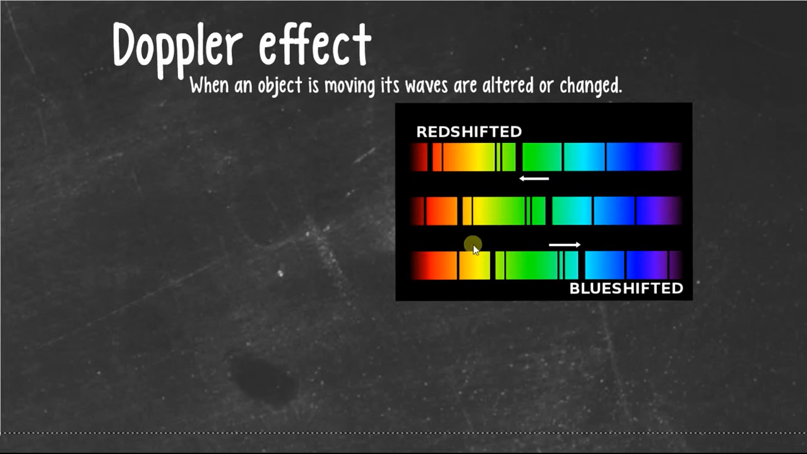So let's say this object was a green object. It may look light blue now. If this object was a red object, it may look yellow now.